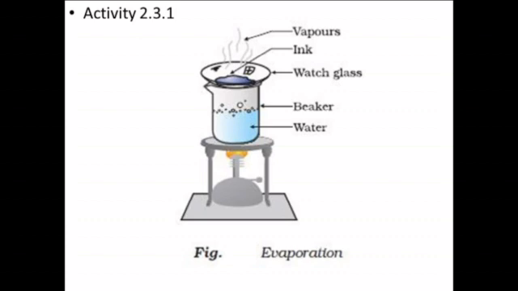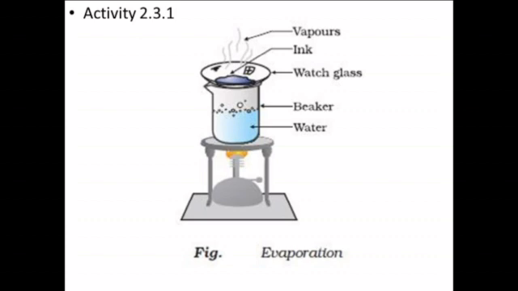Fill half a beaker with water. Put a watch glass on the mouth of the beaker. Put few drops of ink on the watch glass. Now start heating the beaker. You will see that evaporation is taking place from the watch glass. Continue heating as the evaporation goes on and stop heating when you do not see any further change on the watch glass.